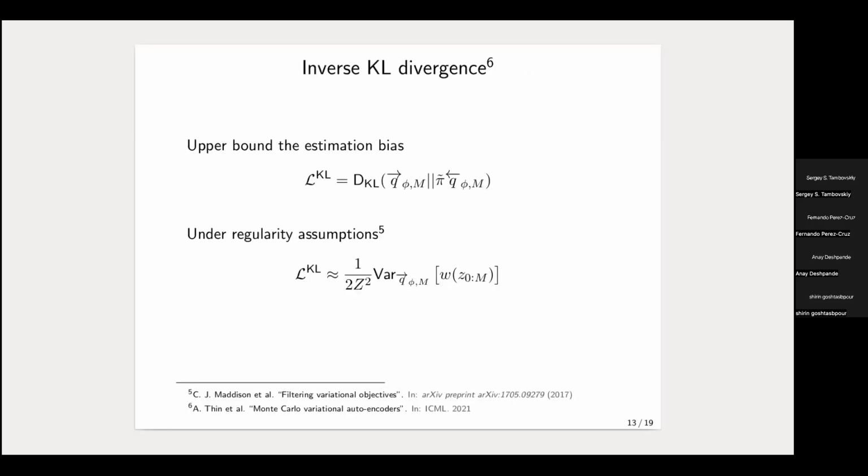The other loss that we are considering is the inverse scale divergence loss, which is generally used in variational inference. It upper bounds the estimation bias, and it was recently shown that it can approximate a scaled version of the variance of the importance weights if the sampling process is sufficiently regular.